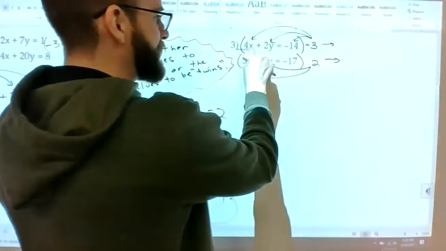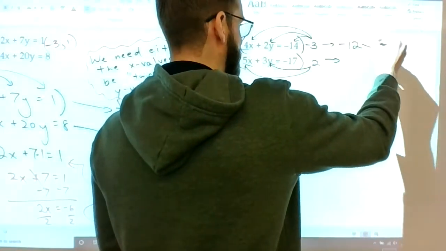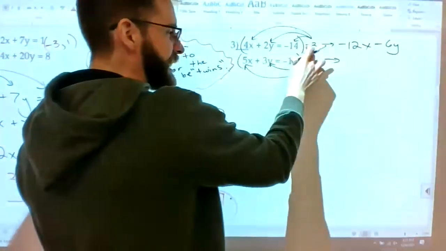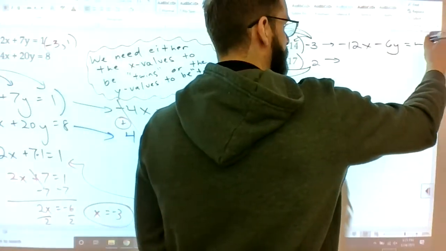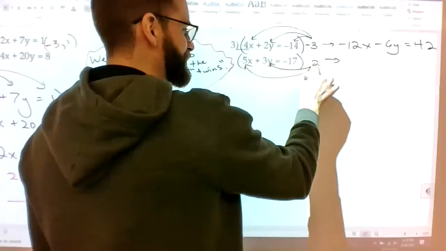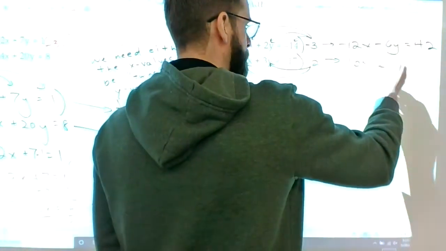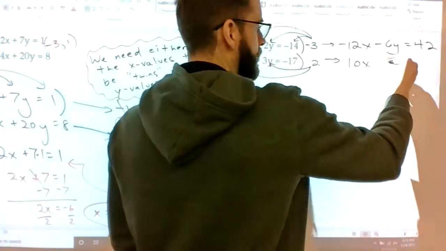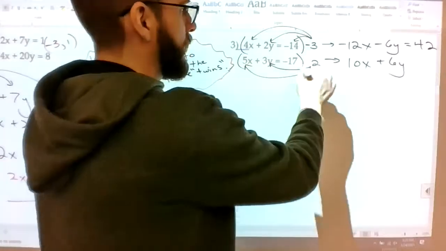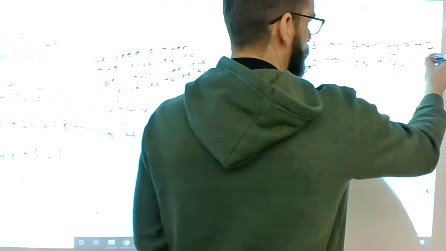It's negative 3 times 4x, negative 12x, negative 3 times 2y, negative 6y, negative 3 times negative 14 is positive 42. Okay, I think we're back on track now. This is going to be 10x plus 6y. There we go. Now we've got the plus minus situation going. And then 2 times negative 17 equals negative 34.